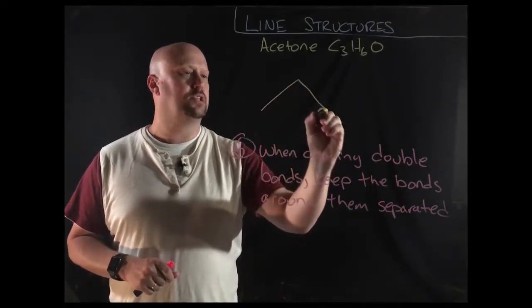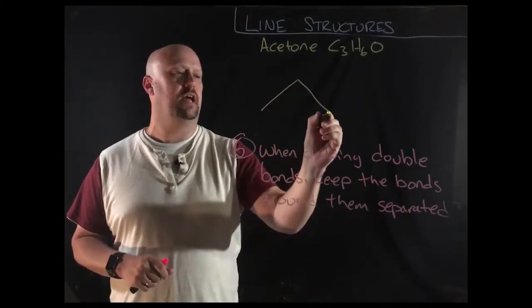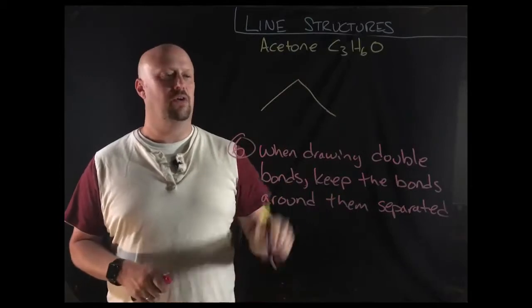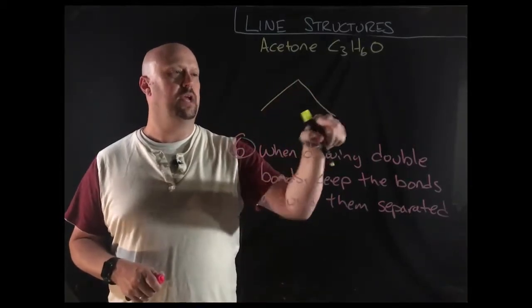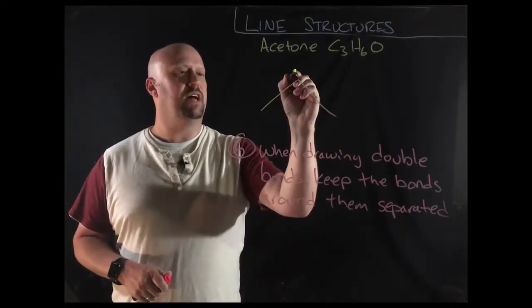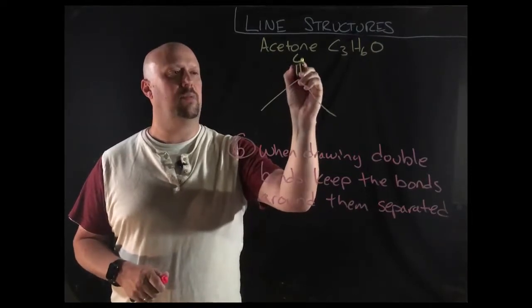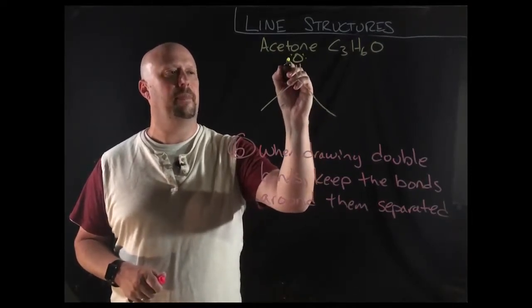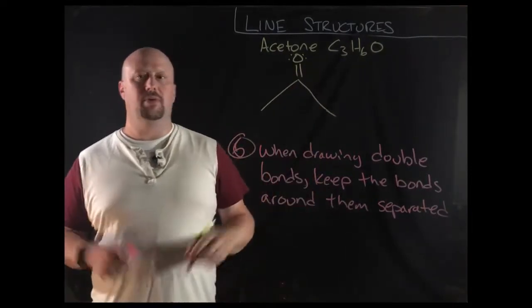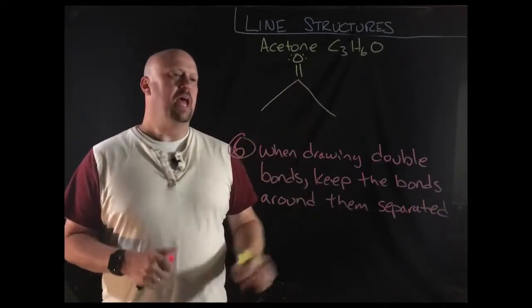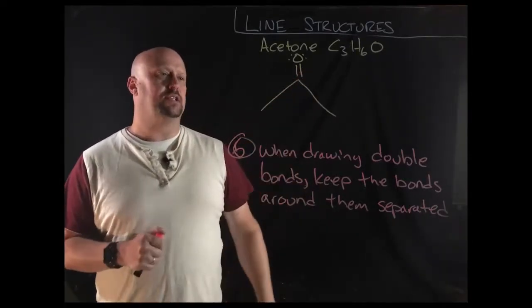So 3 carbons looks kind of weird, right? Because it's just like part of a triangle. But 1, 2, 3 carbons. In the case of acetone, it's a ketone, and so I've got a double bonded oxygen here. So that's what that would look like. This is the proper way to draw this.